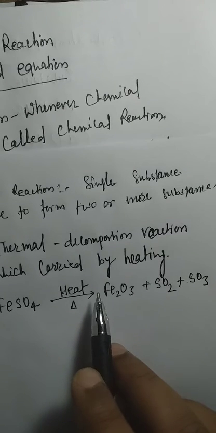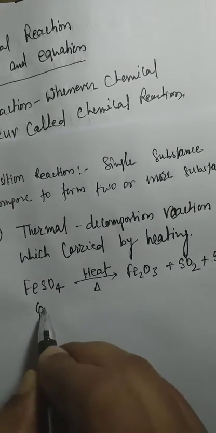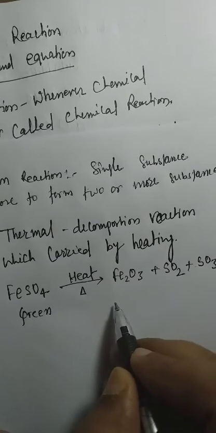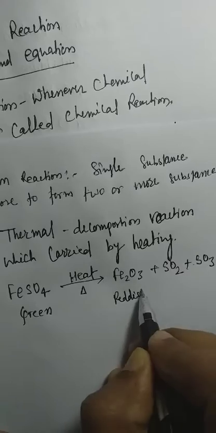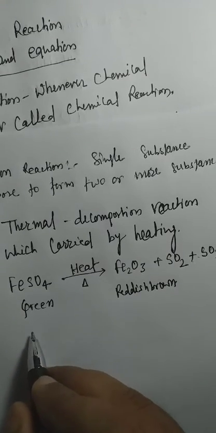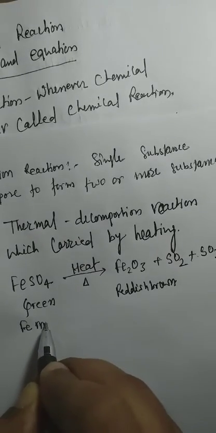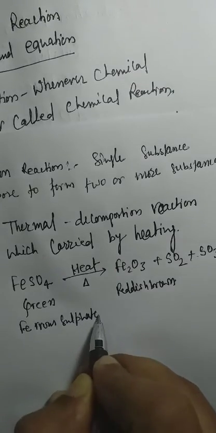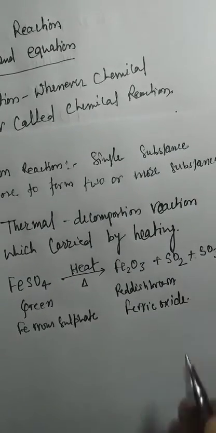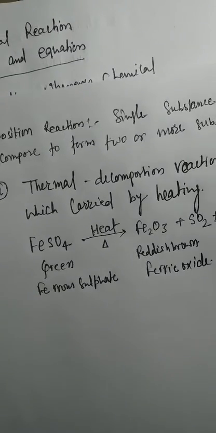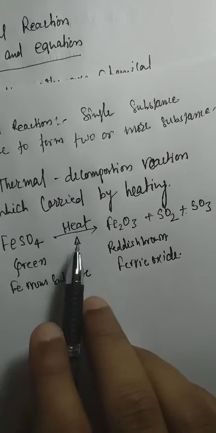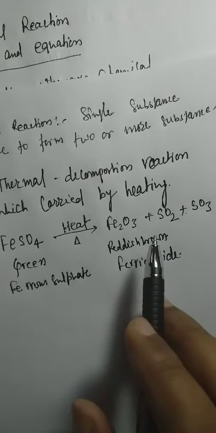It is called thermal decomposition, right? Initially its color was green. After breakdown it formed ferric oxide, which is reddish brown, right? Next, if you want to write the name of the compound, this is ferrous sulfate and this side is ferric oxide, right? So memorize the names, because if you memorize the names, it is very easy to write in the examination. What is thermal decomposition? A decomposition reaction carried out by heating. The example is FeSO4 breaking down after heating into Fe2O3, sulfur dioxide and sulfur trioxide.